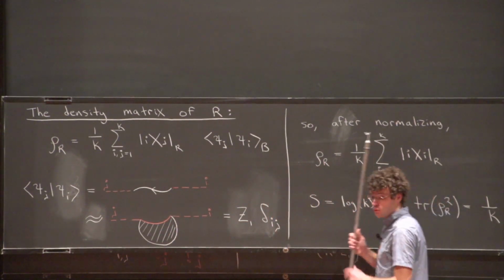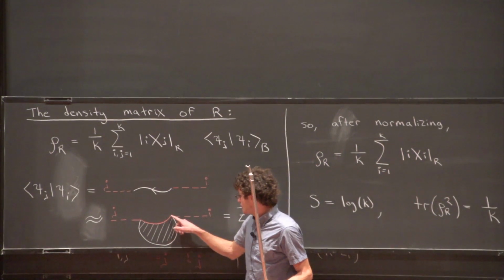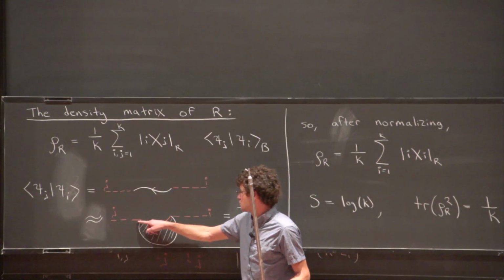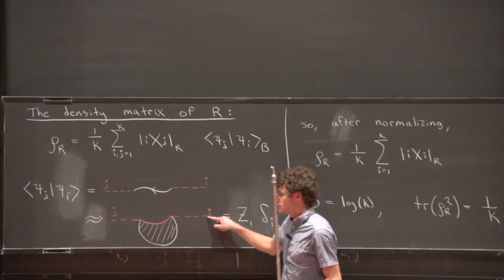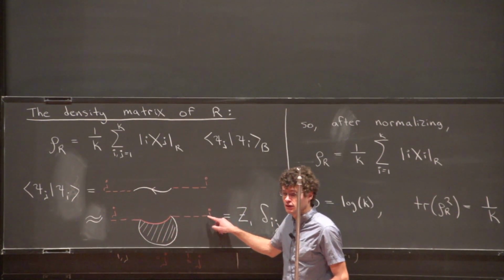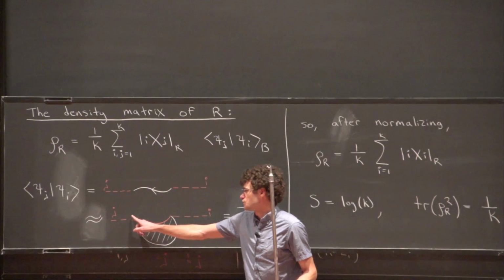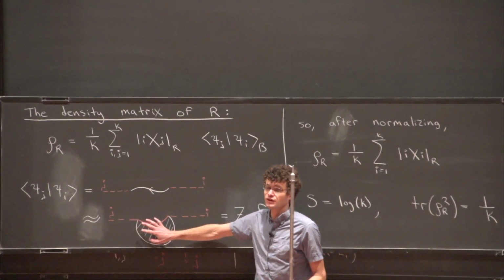The point that's important about this computation is that the same end-of-the-world brane connects to the j dotted index line and the i dotted index line. So that means that i has to be equal to j for this quantity to be non-zero.